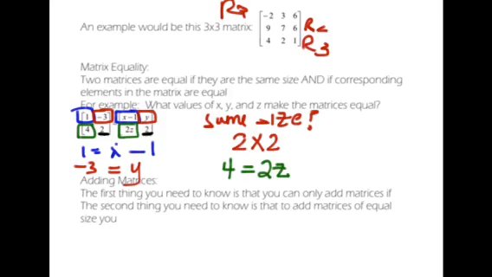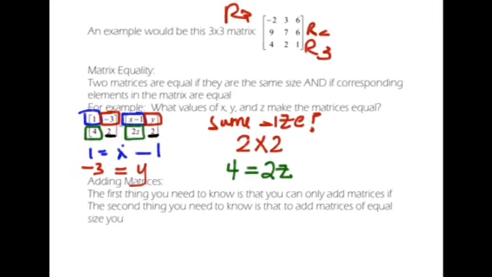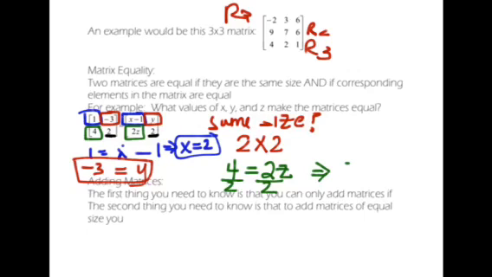So back to the first equation. If 1 equals x minus 1, solving that for x by adding 1 to both sides, you get that x is equal to 2. Negative 3 is equal to y is already solved for y. And then in 4 equals 2z, we would simply divide both sides by 2 and get that z is 2.